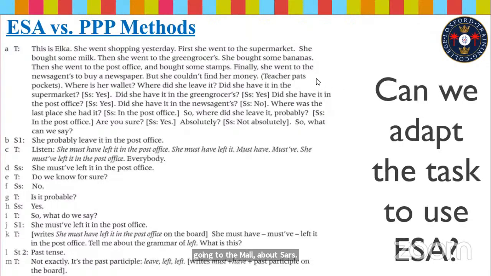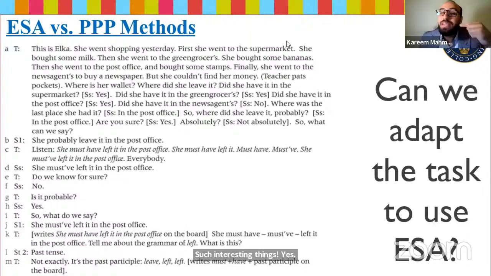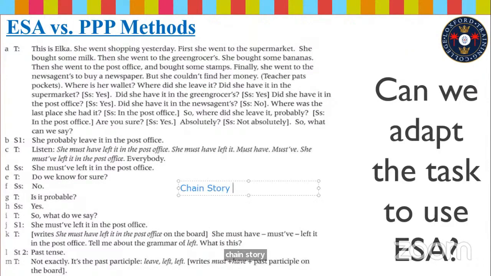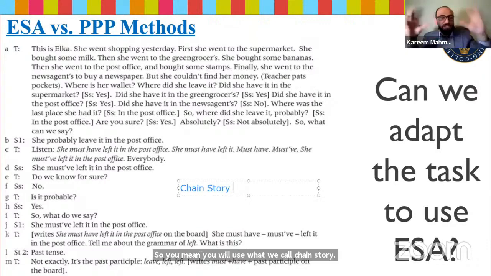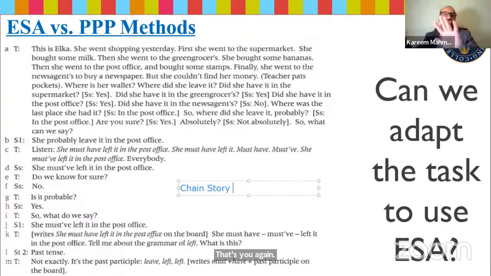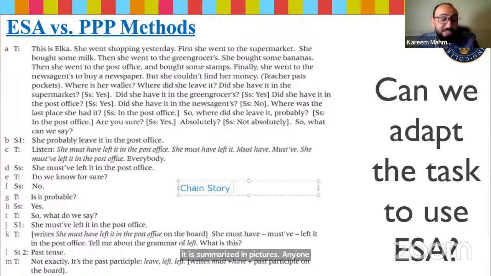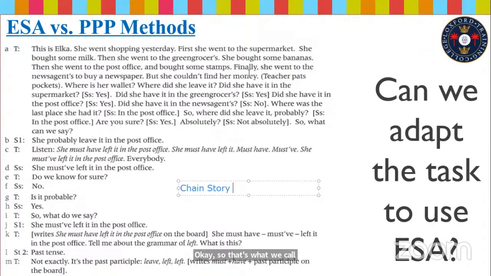Yes, let me rephrase what you said. You mean you will use what we call a chain story, that you will get pictures of the same incident as if the story is summarized in pictures, and you will ask them to tell the story. Yes, that's what I meant. So that's what we call a chain story. That's a very good option. Thank you, Mr. Mahmoud. Thank you, Mr. K.